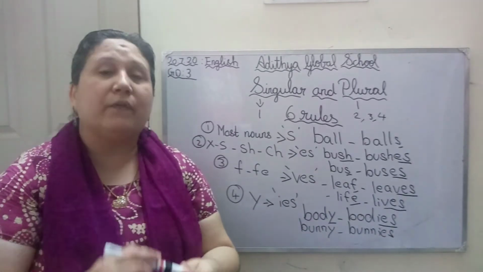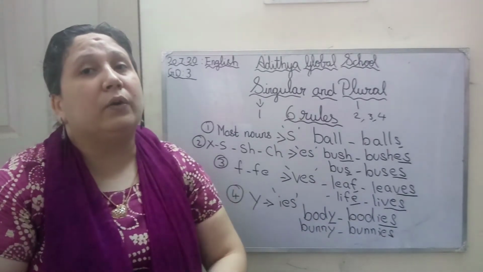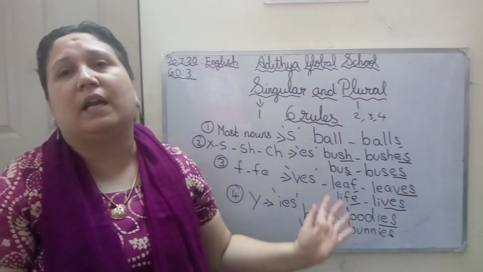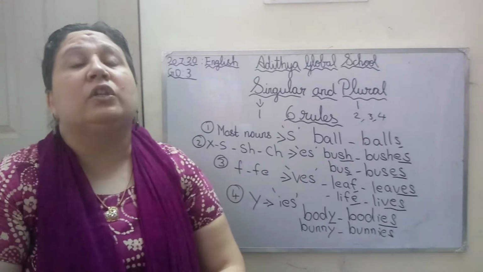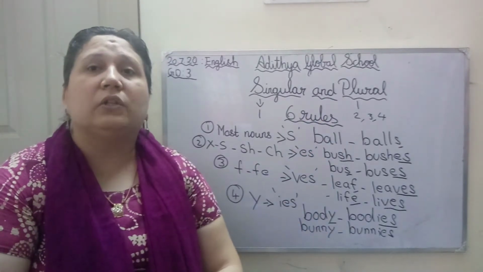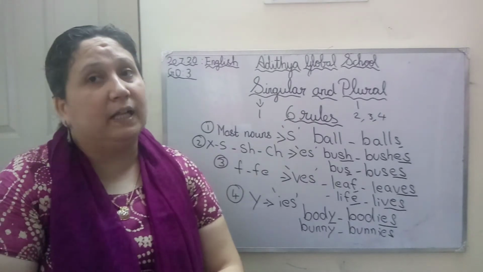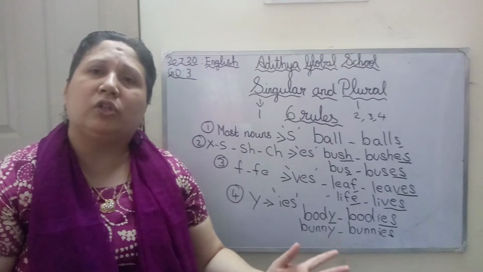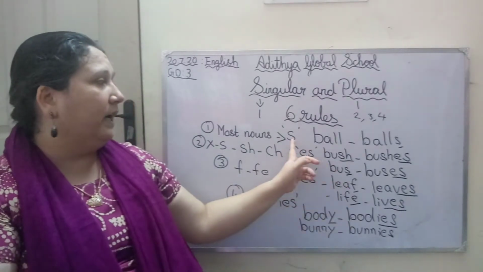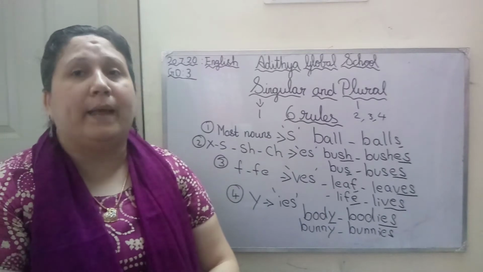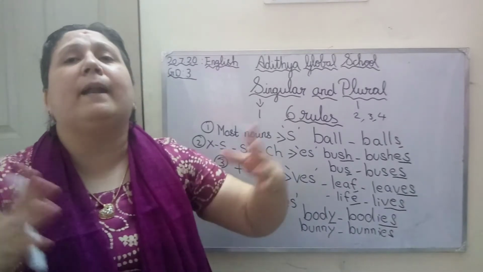So far we have been seeing only the rules of S. So when we add S, in lower class we study only this most of the time. So actually there are 6 rules here. So there are 6 rules in singular and plural. So the first one we see, in most of the nouns we use the word S. We add the word S to a noun to make it plural, which means to make it more.